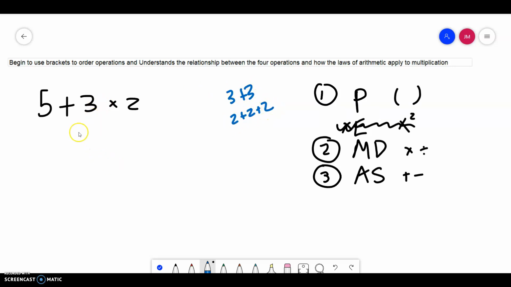It's a little bit, you got to break it down. So 3 times 2 first. We all agree on doing that first. 3 times 2 is 6. And then we can do the 5 plus, which we didn't touch before. And the answer would be 11.